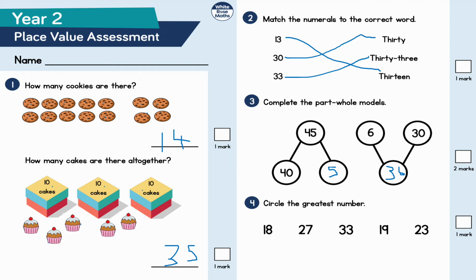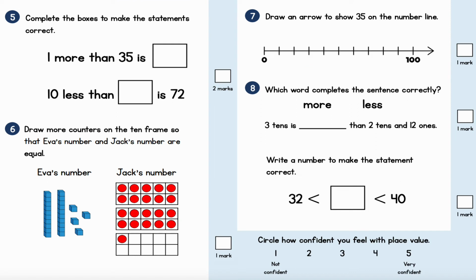This is question number 4. Circle the greatest number. Okay, so the greatest number, the biggest number, is 33. When we look at our place value, we look at our tens column, which is the biggest 10? The biggest 10 here is 3. It doesn't matter what happens after the tens column, okay? If the biggest tens column is 3, then that will be the biggest number out of them all, okay?